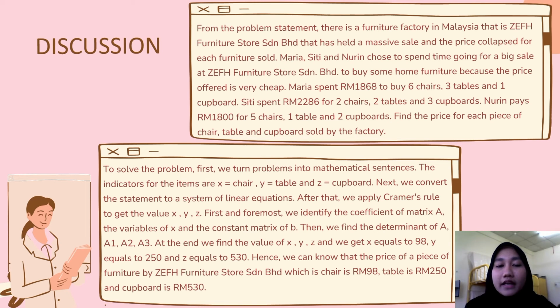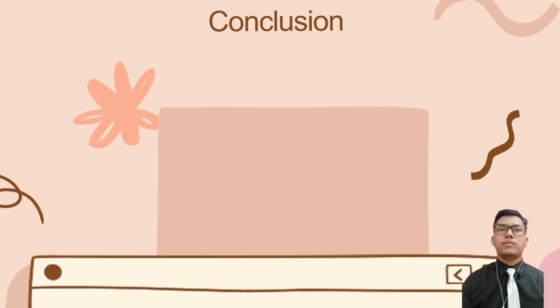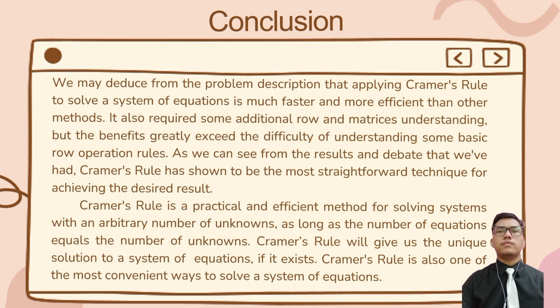At the end, we find the values of x, y and z and we get x equals 98, y equals 250 and z equals 530. Hence, we know that the prices of the furniture by ZEFH Furniture Store Sdn Bhd are: chair is RM98, table is RM250 and cupboard is RM530.